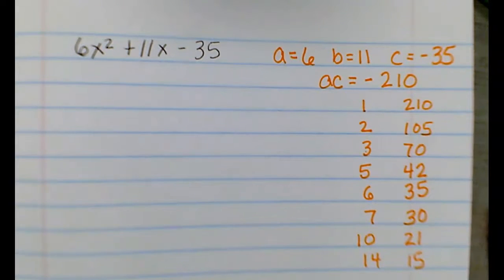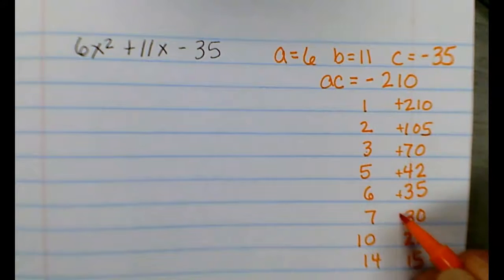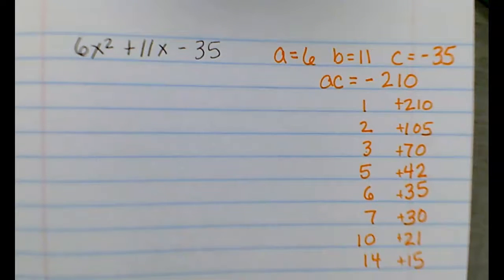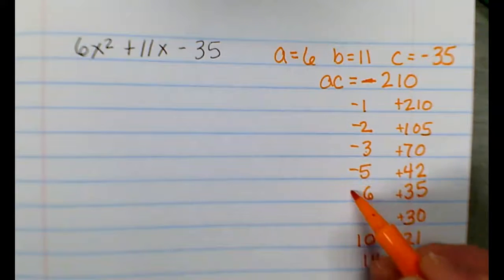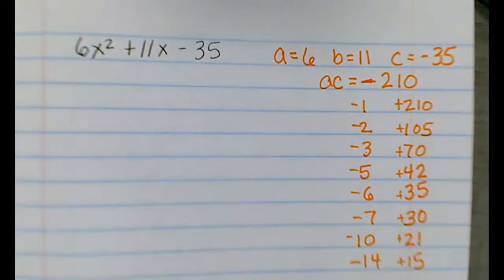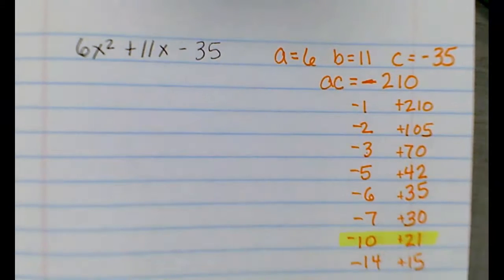Now, if B is positive, the bigger number is positive. If this is negative, they have to be different. Is there a pair here somewhere that can add up to get me 11? Most of your numbers would not be that big.